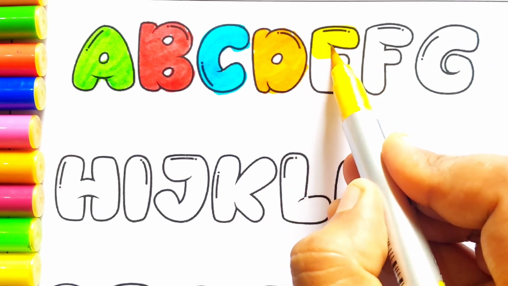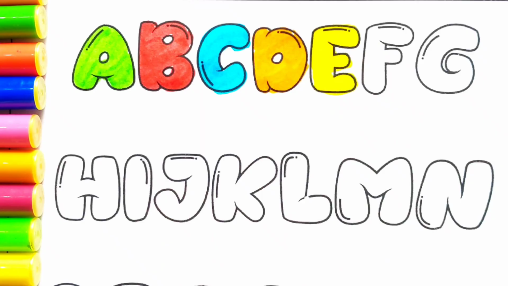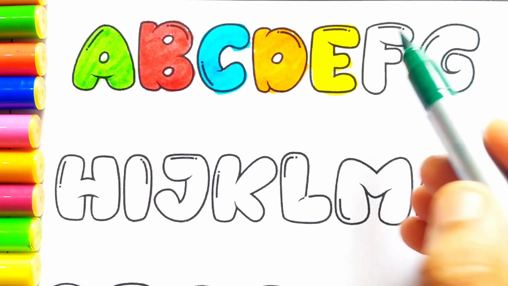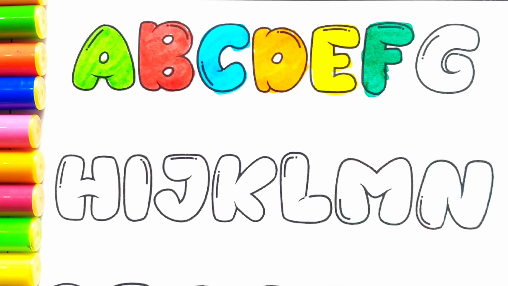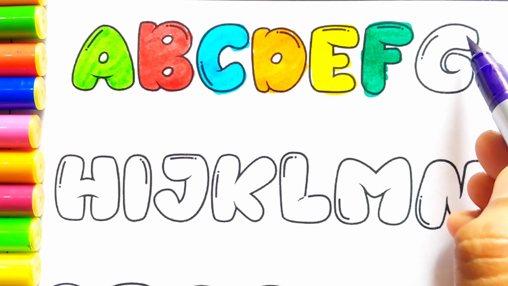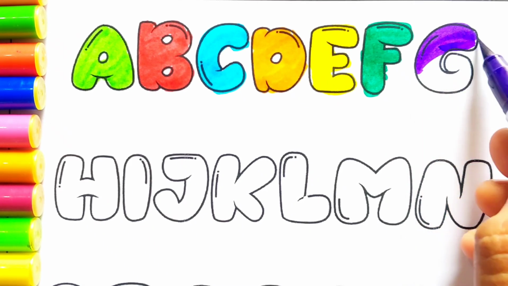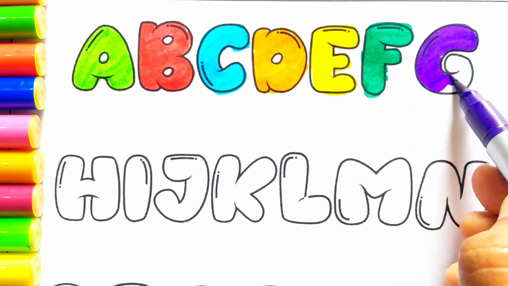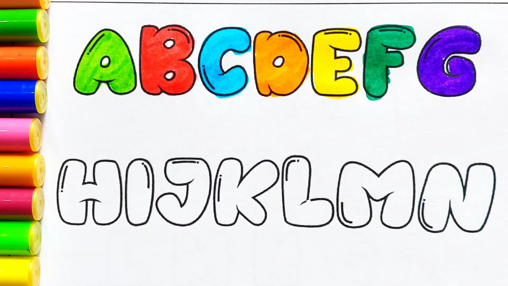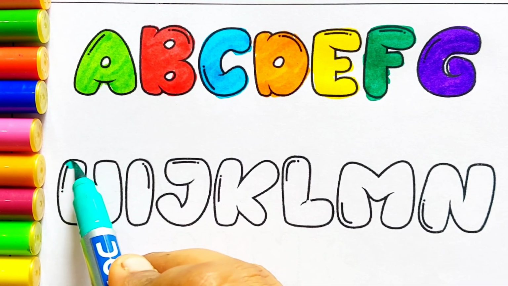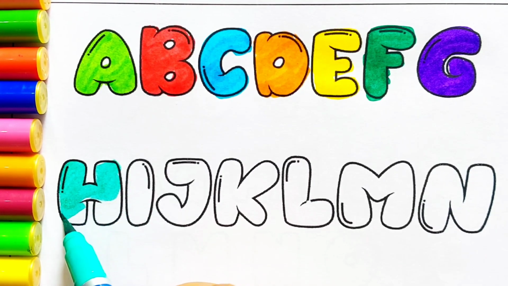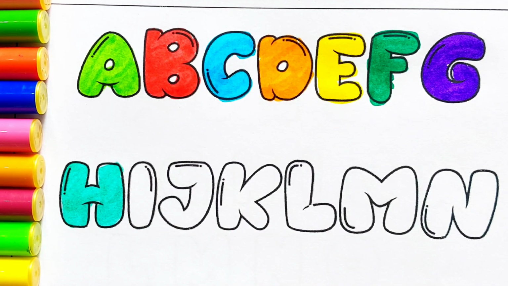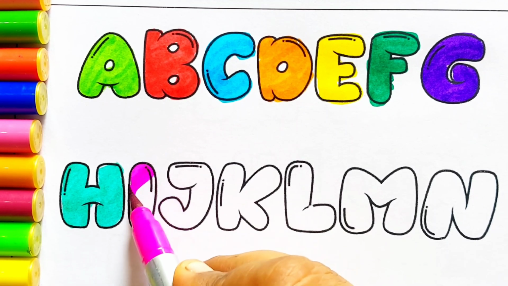E is for elephant. F is for fish. G is for gun. H is for house. I is for ice cream.